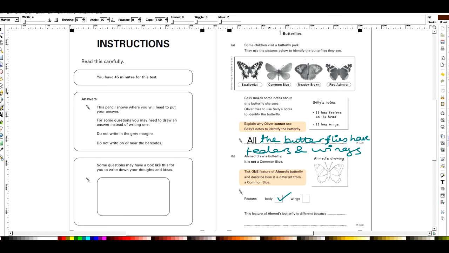Common blue body is nice, long and thin. Okay. All right. And so what could we say then? Its body is shorter. It is not long and thin. Got one from the wings.